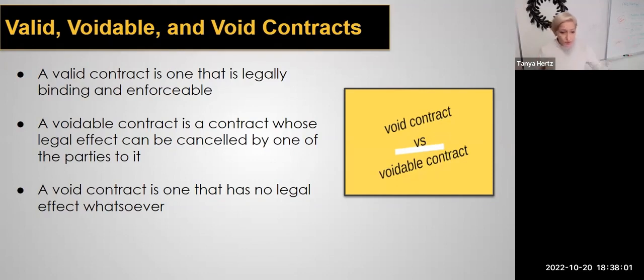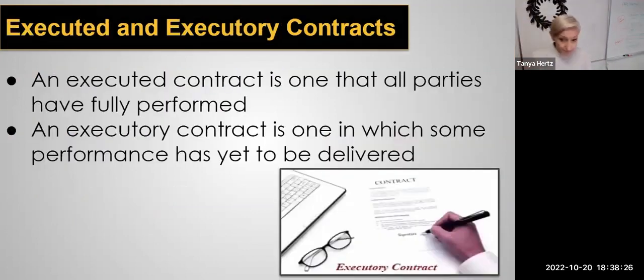A void contract is a contract that cannot be enforced. It doesn't have a legal effect. If you got into a contract with somebody who was, for example, 15 years old, who offered to pay for services, well, they're not old enough to enter into a legal contract, and so that's a voidable contract. If somebody asked you to do something illegal, that's a void contract, because legal contracts need to be legal, right?